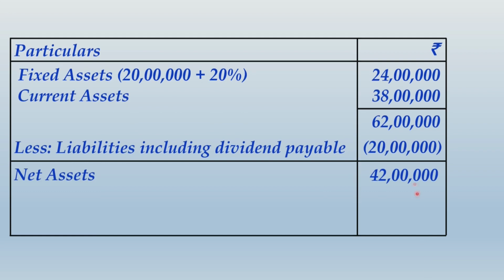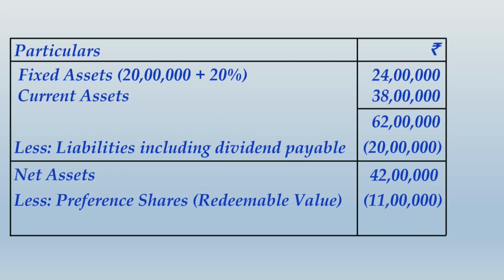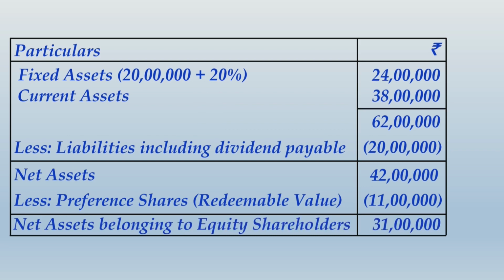Now what happens? The dividend component is included in this liability, so whatever be the net value of this asset, it is excluding the dividend component. Now from this we would remove the redeemable value of the preference shares, and what we get is net assets belonging to equity shareholders. So do one thing friends, first write up this and then we shall move ahead.